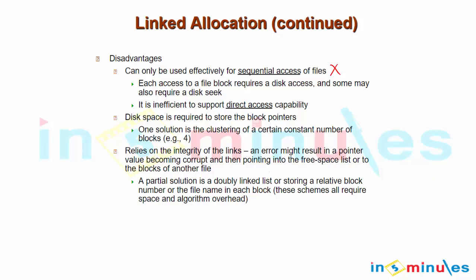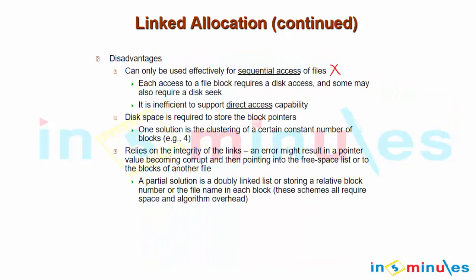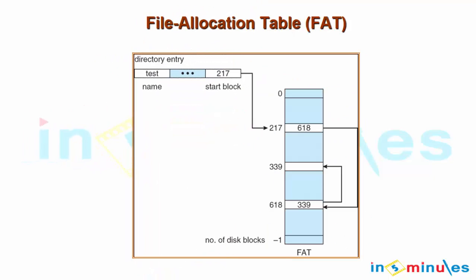Second thing, there is a block which is required to store the information about the file in its linked list, basically the directory. Apart from that, the entire integrity depends on the links. If due to some reason links are broken or disturbed, the entire system will collapse without any further ado. So the next thing we are dealing with is the index allocation.